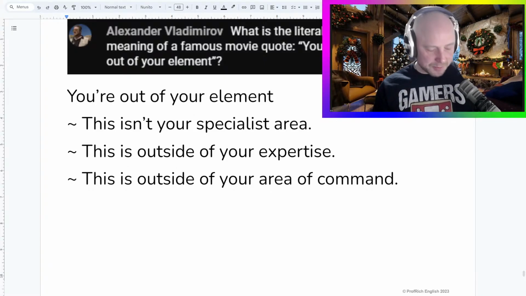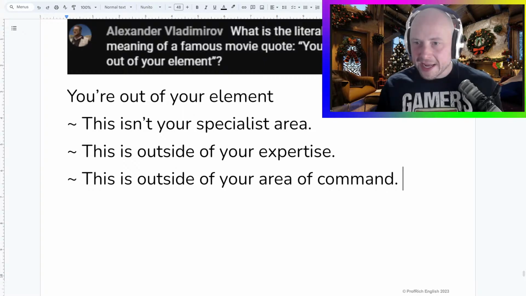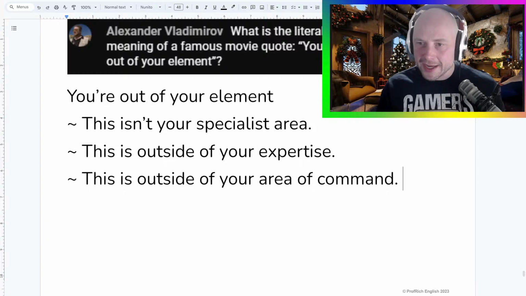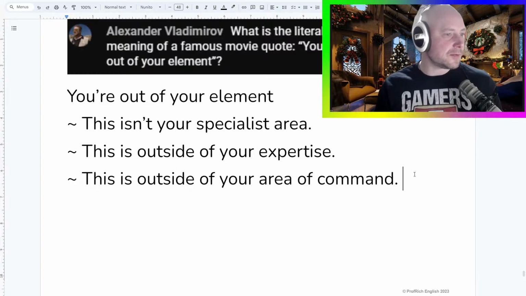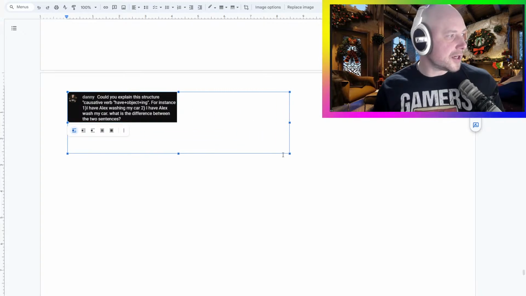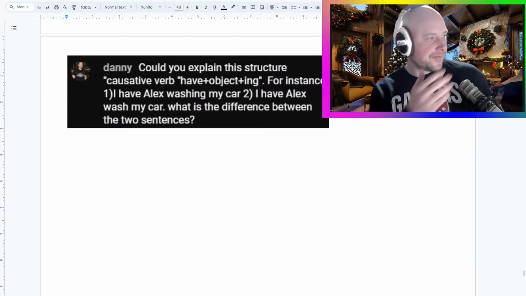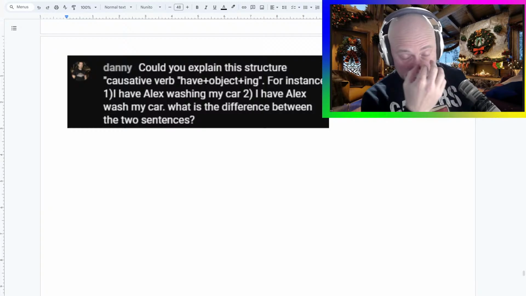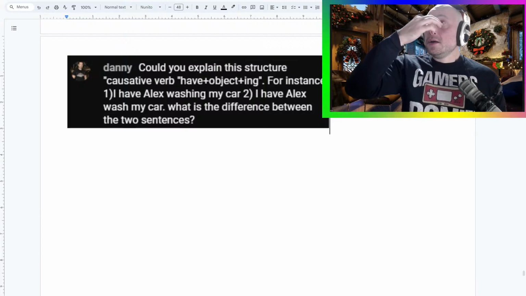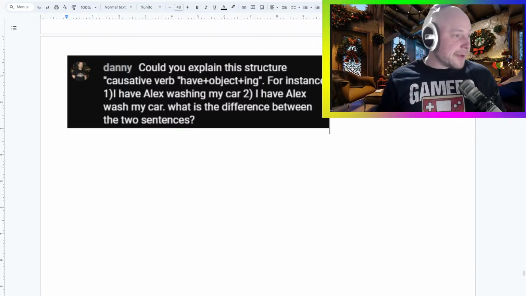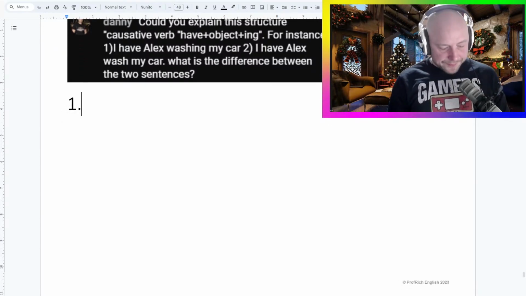Danny says, can you explain this structure? Causative verb plus have plus object plus ing. For example, I have Alex washing my car. I have Alex wash my car. That's nice. Yeah, it's pretty easy, actually.